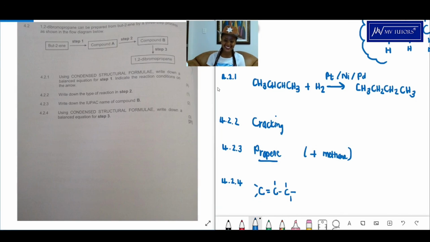I got it. In an exam, I would have probably guessed something, but I totally forgot about platinum. I would have probably said heat, but it doesn't make sense. Heat, you normally use it to break apart, like for cracking. But yes, guys, so that is it for question 4.